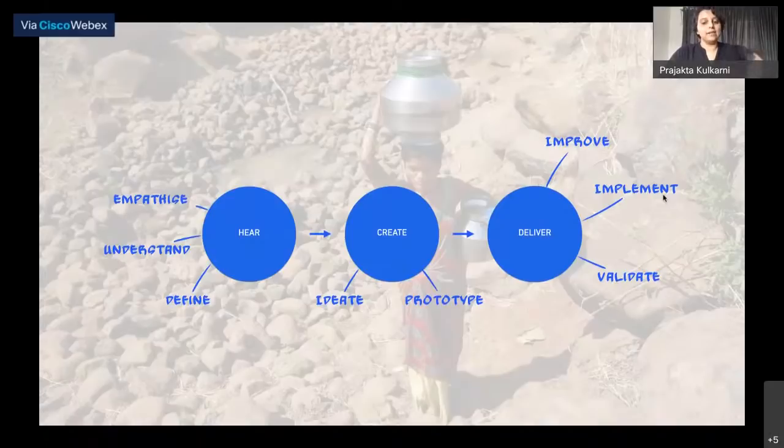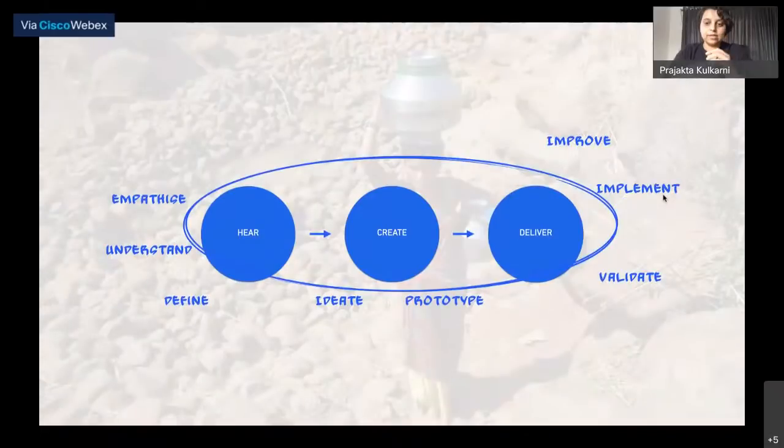Even if you see the design of the pot, it has changed over generations, and that needs to happen with any kind of solution that gets incorporated in this world. So you have to make sure that you continuously do this process with your innovation, no matter what kind of creativity you bring into the picture. So you empathize, understand, define, ideate, prototype, validate, implement, improve.